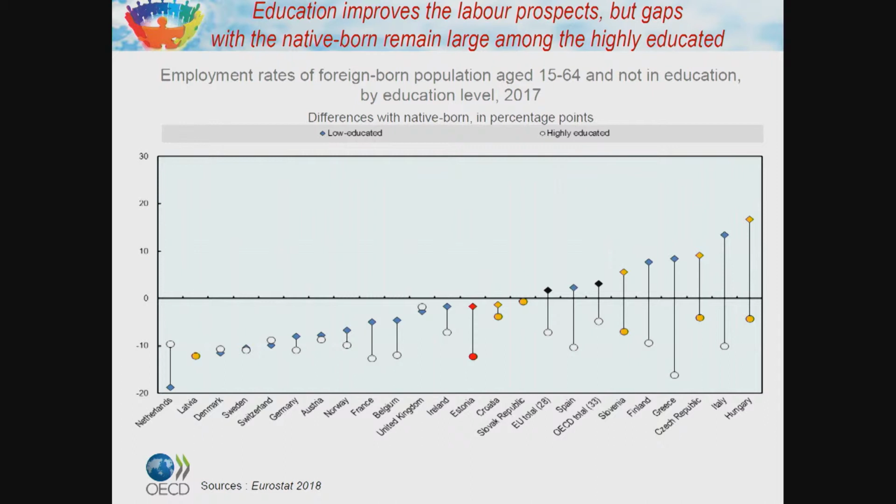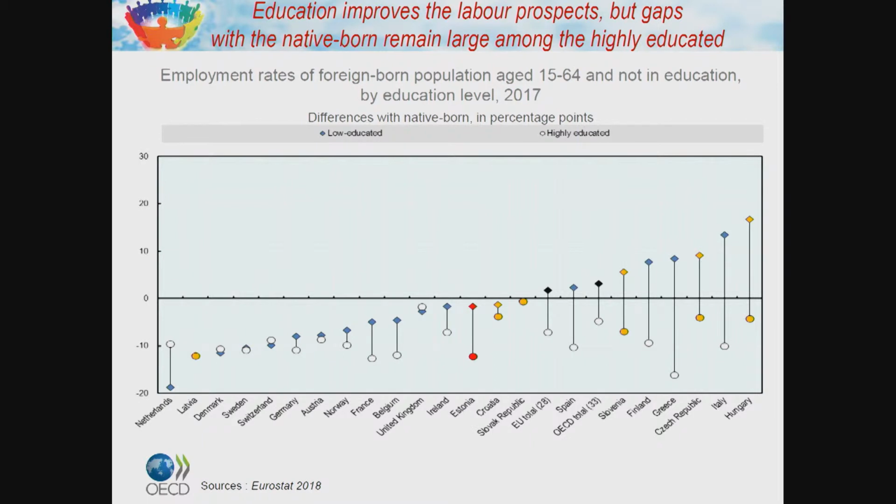And we can see that if we look at the highly educated, here, the circle, the employment rate gap is huge in many countries, including in Estonia. That means that the employment rate of highly educated foreign-born is 10 percentage points lower than that for the native-born in Estonia, which is also the case in France, Belgium, or in Greece. So there are gaps for every country.